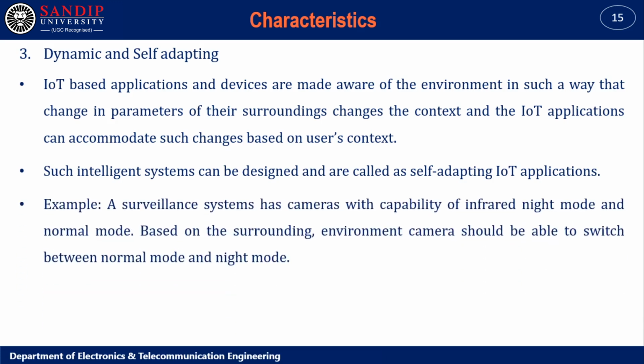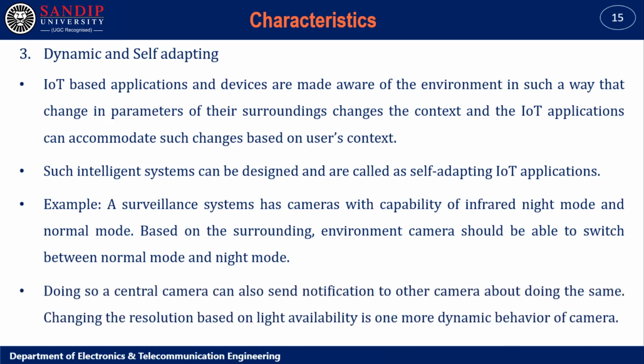For example, a surveillance system has a camera with the capability of infrared night mode and normal mode. Based on the surrounding environment, the camera should be able to switch between normal mode and night mode. Doing so, a central camera can also send a notification to other cameras about doing the same. Changing the resolution based on light availability is one more dynamic behavior of a camera.